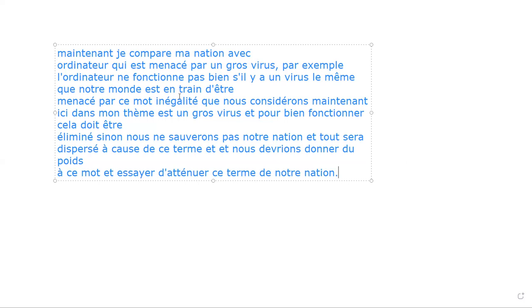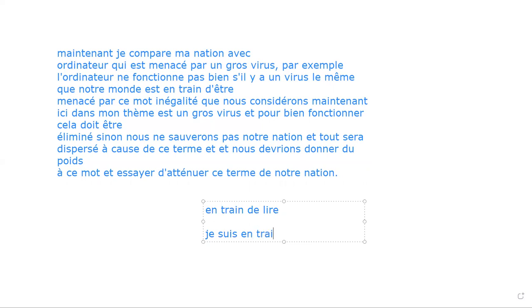We have a verb, en train de. Very important. If you are in the process of something, for example, you're in the middle of reading, en train de lire. Je suis, I am. Now you are reading and you will say, I'm in the middle of reading. I'm in the middle of cooking. Je suis en train de. Répétez après moi. It means I am in the middle of.